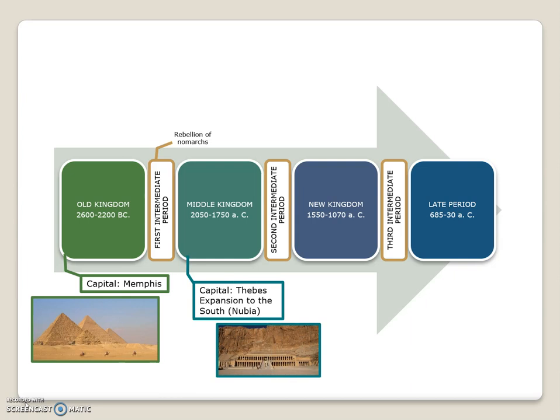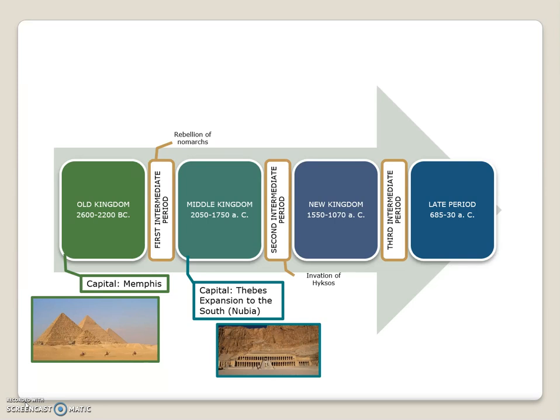The Middle Kingdom is a period in which the capital was established in Thebes, and the pharaohs expanded the lands to the south. That means that during this period we see an expansion of the frontiers of the Egyptian country to the south, and the Egyptian pharaohs took control of Nubia. This kingdom ended again with a crisis, in this case the invasion of the Hyksos.